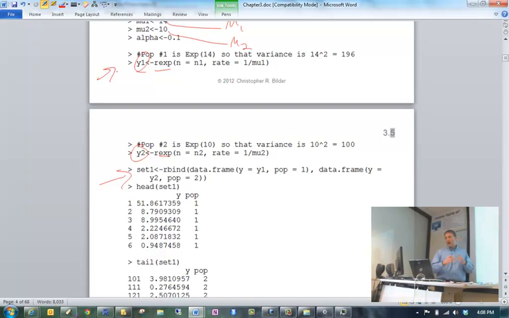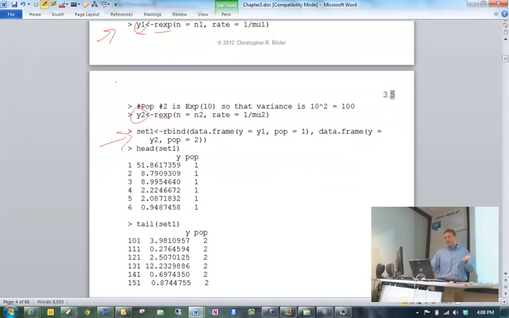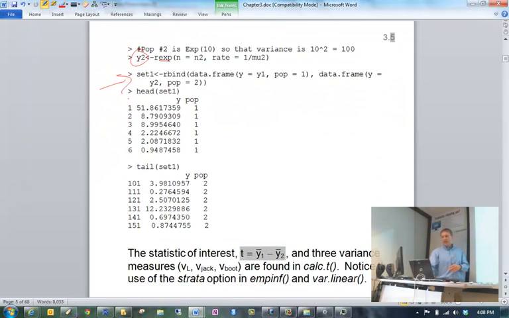And so I put in Y1 my first sample, and I put in Y2 my second sample from the two different populations. And then it's very important to understand the structure of the data. So I put the data into a data.frame in this structure. We'll use this structure a lot whenever we have data from more than one population.